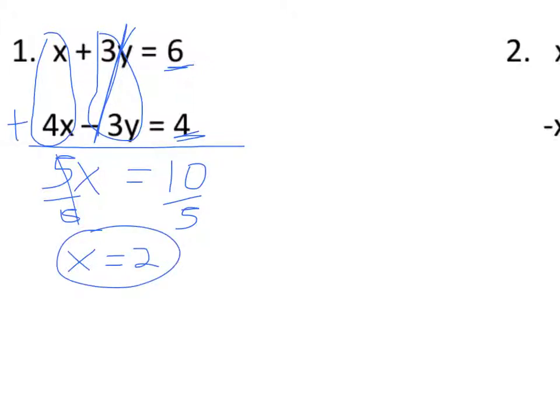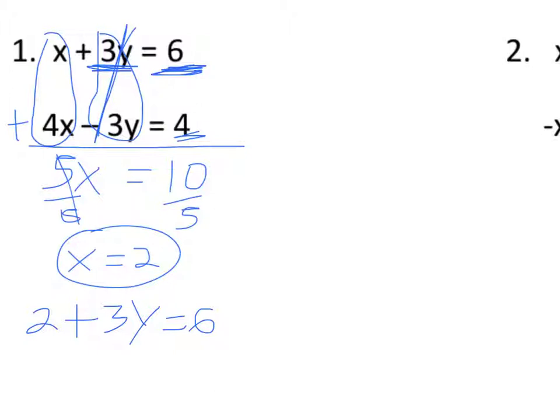Very, very quick. Now to get y, it's going to be the same thing that I did with substitution. I could take this x equals 2, and I could plug it into this x or this x, and then solve for the y. I think this first equation is going to be easier because the numbers are smaller. So I'm going to plug 2 into that x. So it's going to be 2 plus 3y equals this 6 right there.